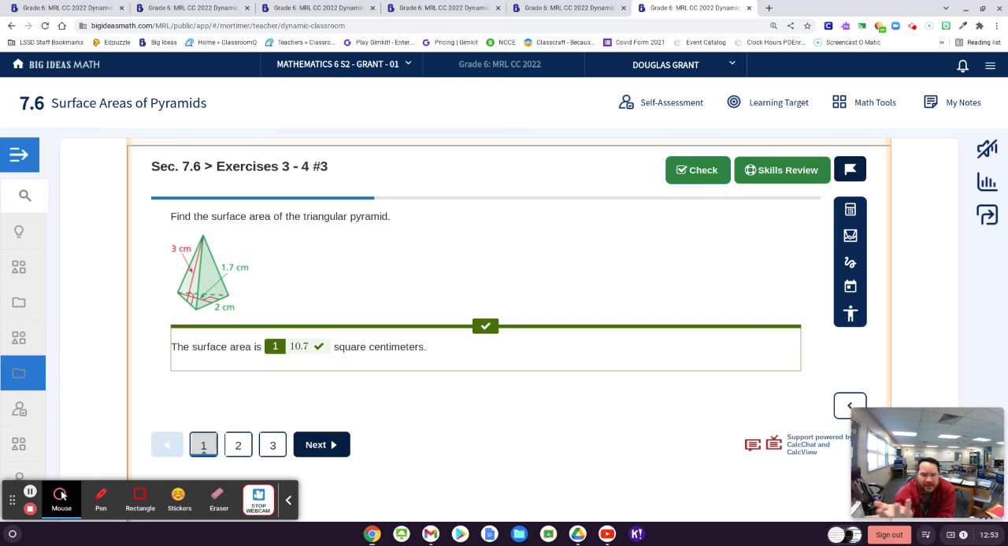So that's what you'll be doing, is finding the surface area for pyramids. Some of them will be square pyramids, some will be triangular pyramids. Just break them up. I'd highly suggest using the flat patterns. They help. And if you have any questions or need any help, just let me know.